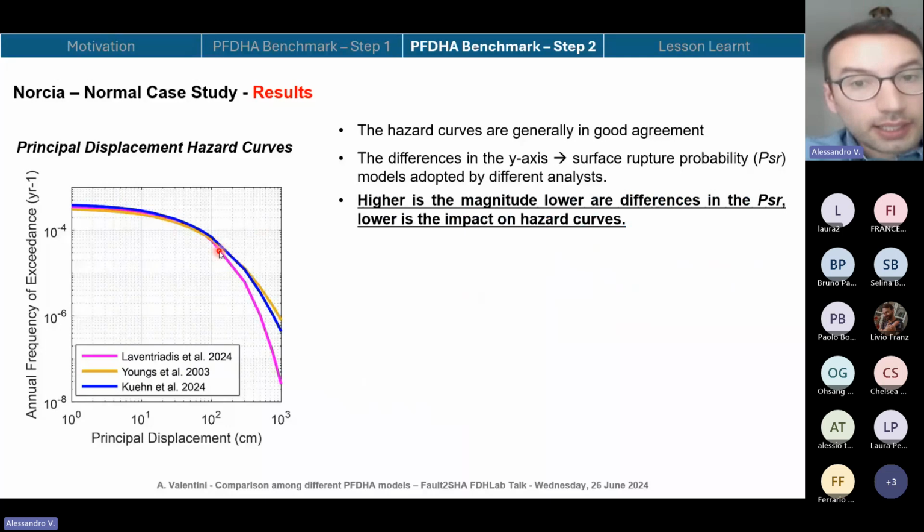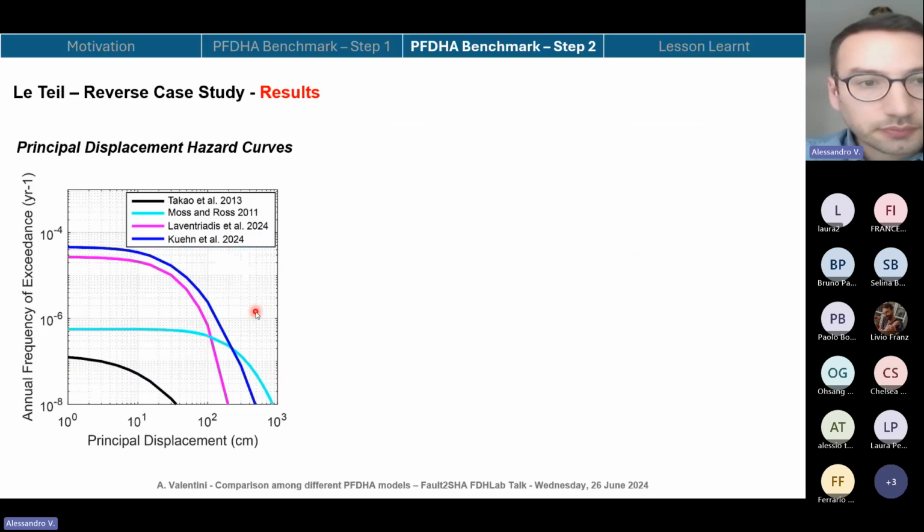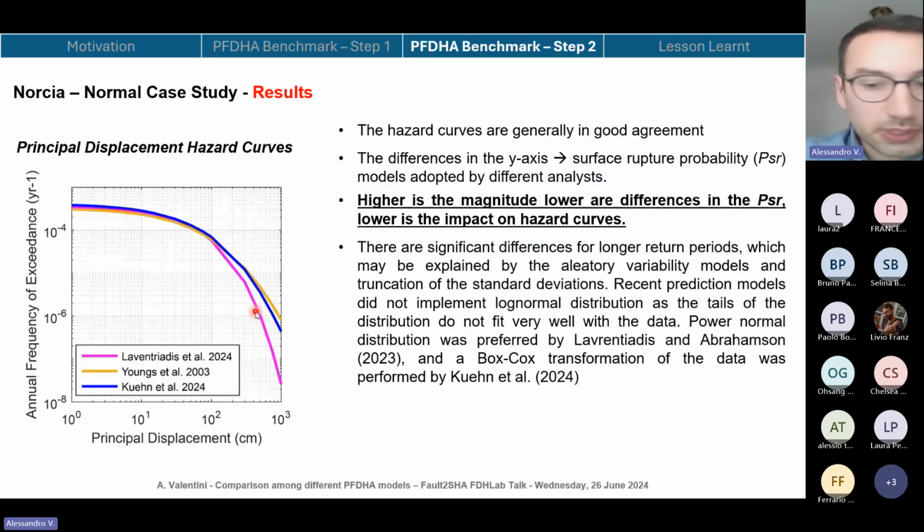So the higher the magnitude, the lower the difference in the surface rupture probability, as I showed you, and so the lower the impact on the hazard curve. Again, the differences for higher values of displacement mainly depend on the technical choices of each model. And yeah, that's all for the NORCIA case.